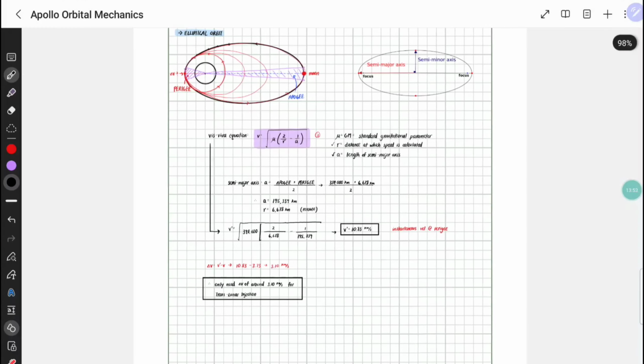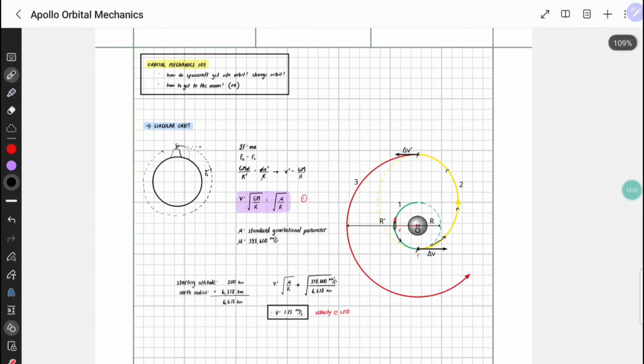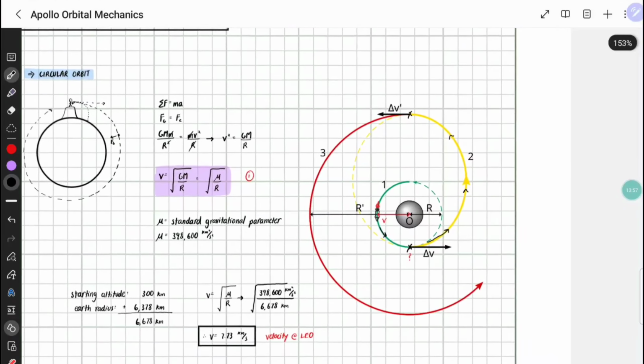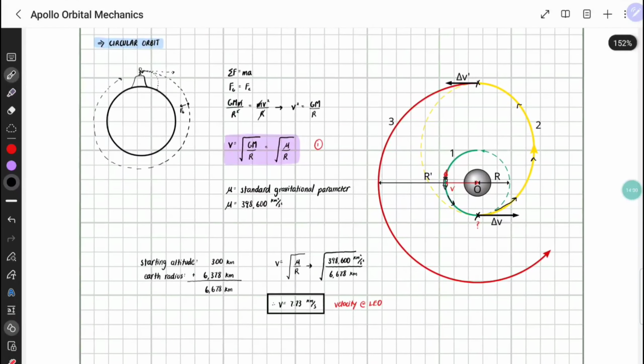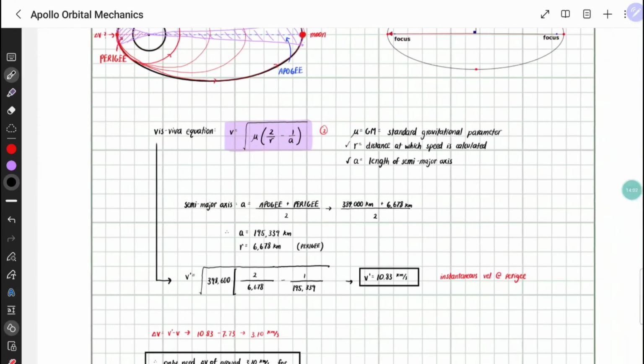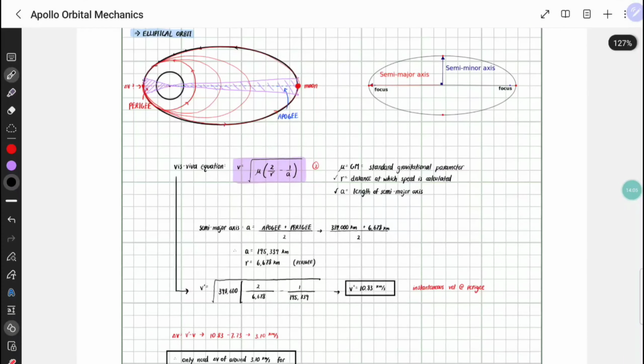So that's pretty much it. We answered all the questions. So the rocket will first launch from Earth, and it will push the spacecraft pretty much at a velocity of 7.73 kilometers per second. And then it will increase its speed by 3.1, and that's how we get to the moon.